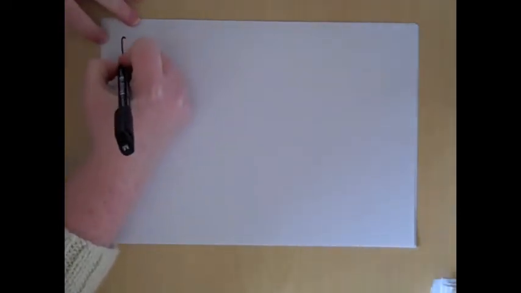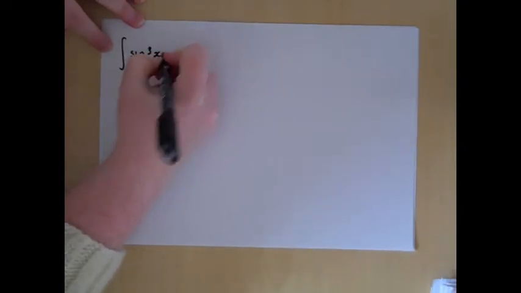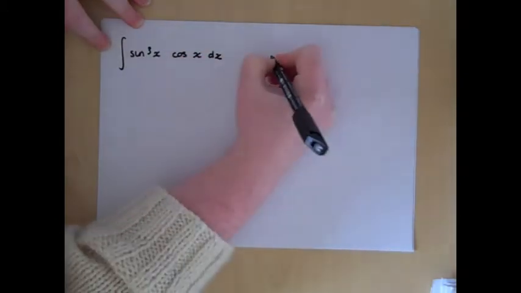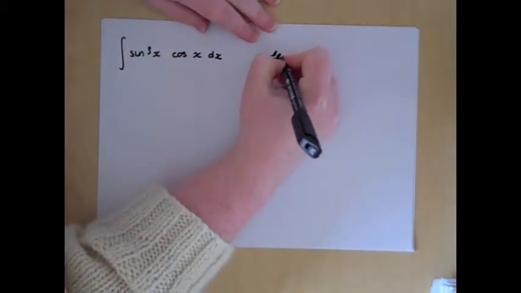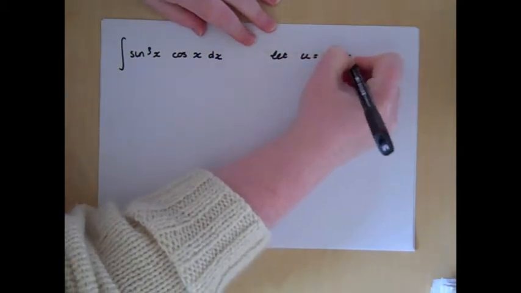I've been asked to do a video on integration by substitution, so I'm just going to start out with a very simple one: the integral of sine cubed x cos x dx. And in the question I'm letting you know that the substitution is u equals sine x.